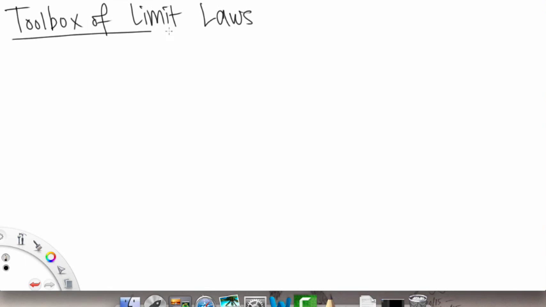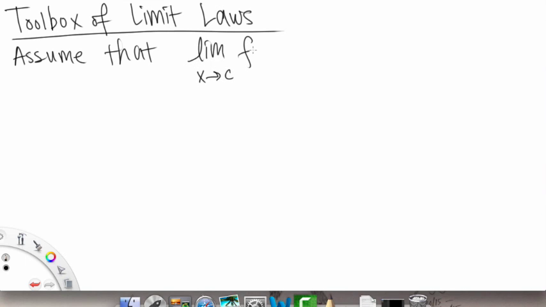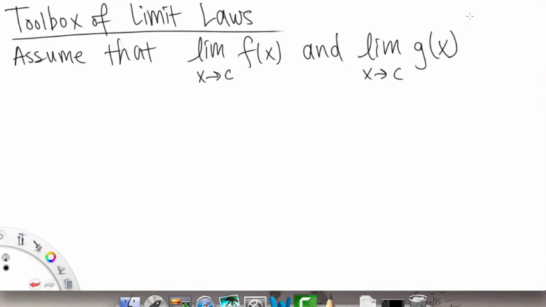Okay, so in this toolbox, the first thing we have to have are conditions or assumptions that we begin with. So first of all, we're going to assume that the following is true. We're going to assume that the limit as x approaches c of f of x, and the limit as x approaches c of some other function g of x, exist. So they aren't undefined or anything. So assuming this, then we can state 5 laws.